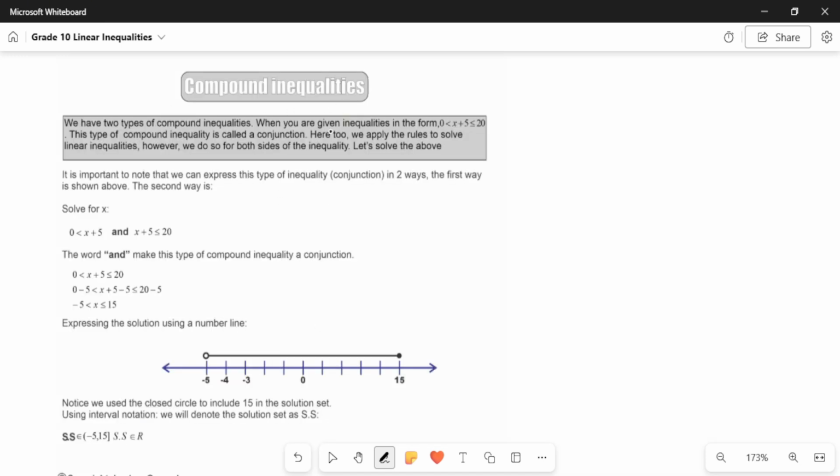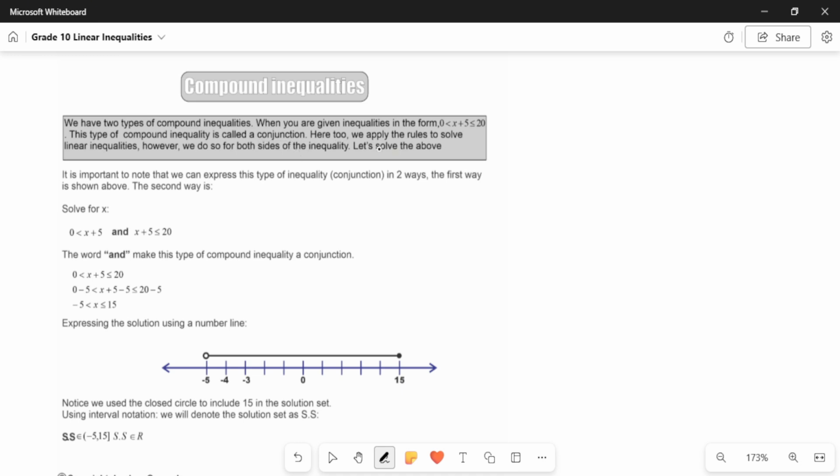Okay, now we'll deal with what we call compound inequalities. It takes on this form here where you'll see two inequality signs in the mathematical statement. So how do we deal with these statements? Let's read. We have two types of compound inequalities. When we are given the inequalities in the form of x plus 5 must be greater than 0 but less than or equal to 20, this type of inequality is called a conjunction.